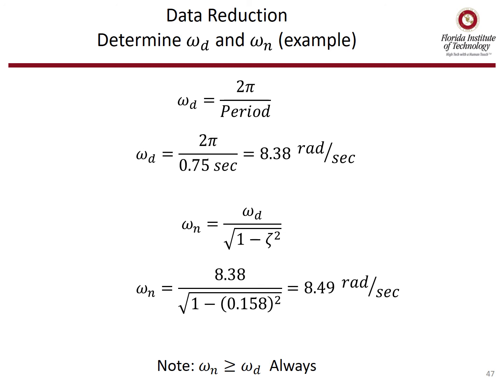To get natural frequency, we use that equation, but now solve for natural frequency, and that's omega d divided by the square root of 1 minus the damping ratio squared. Again, we calculated omega d to be 8.38. We divide by the square root of 1 minus our damping ratio, in this case 0.158, squared, and we see that the natural frequency is 8.49 radians per second. Looking back at the S-plane triangle, we know that the hypotenuse is always going to be greater than any of the legs, so natural frequency will always be greater than or equal to damped frequency.